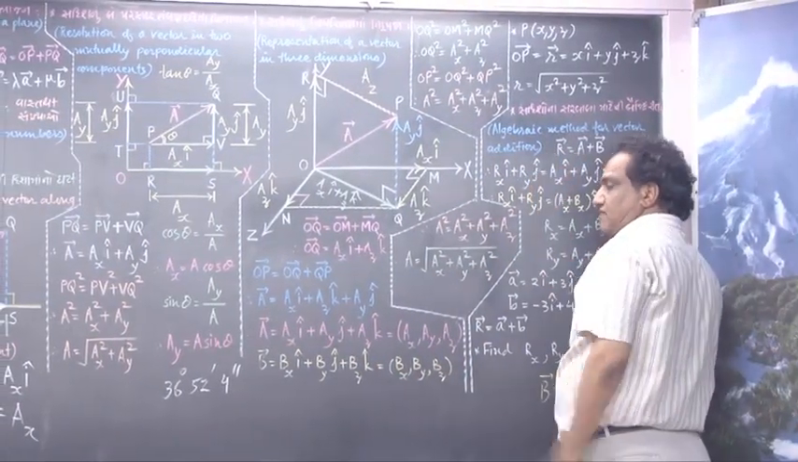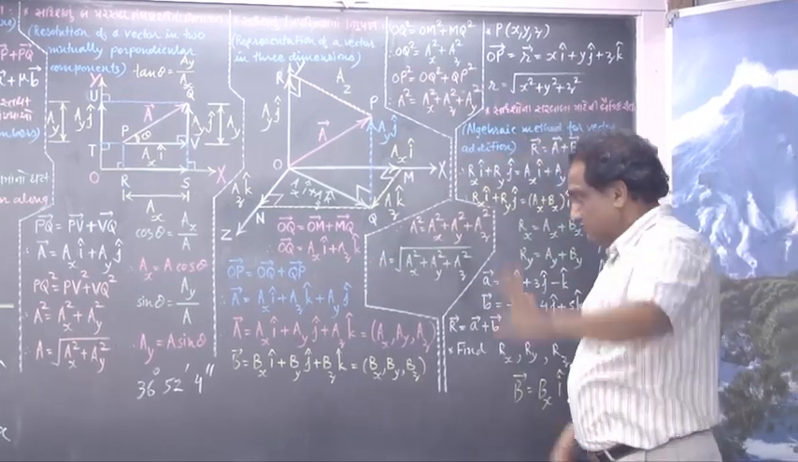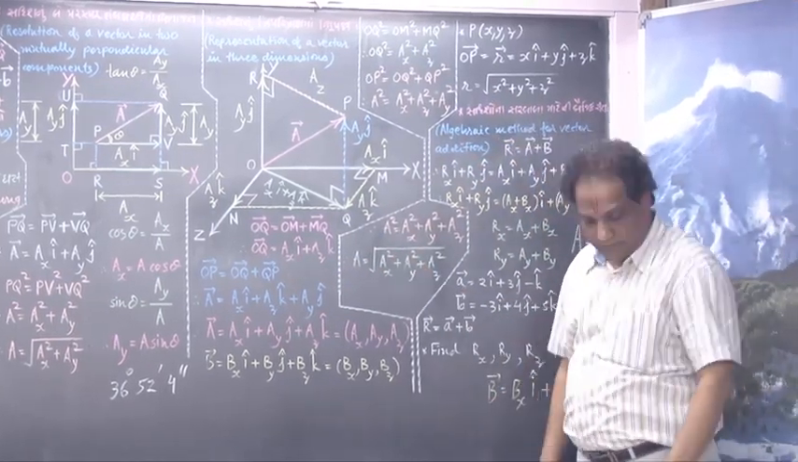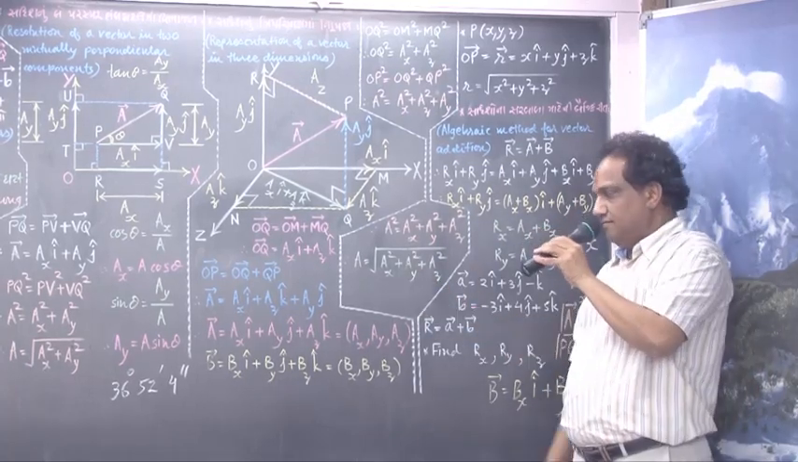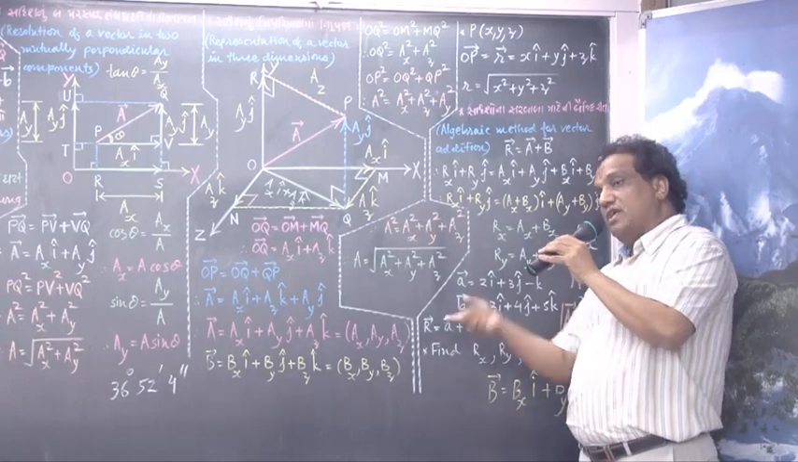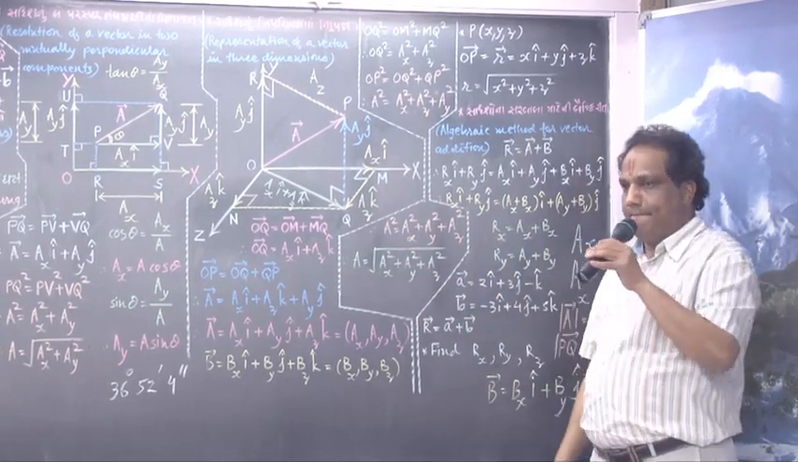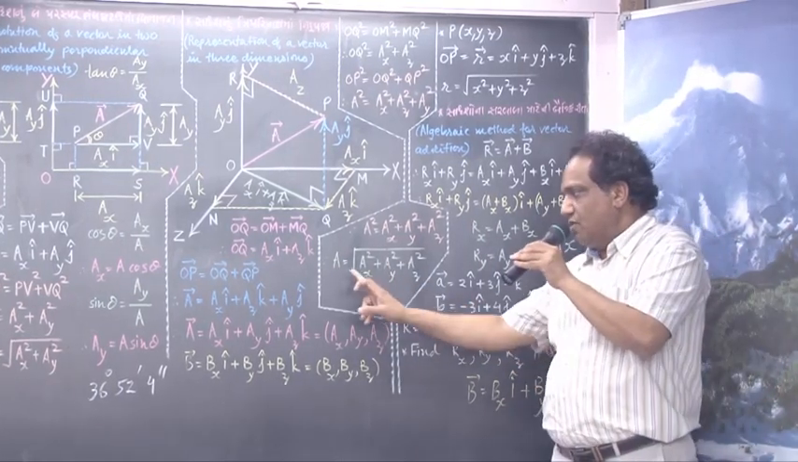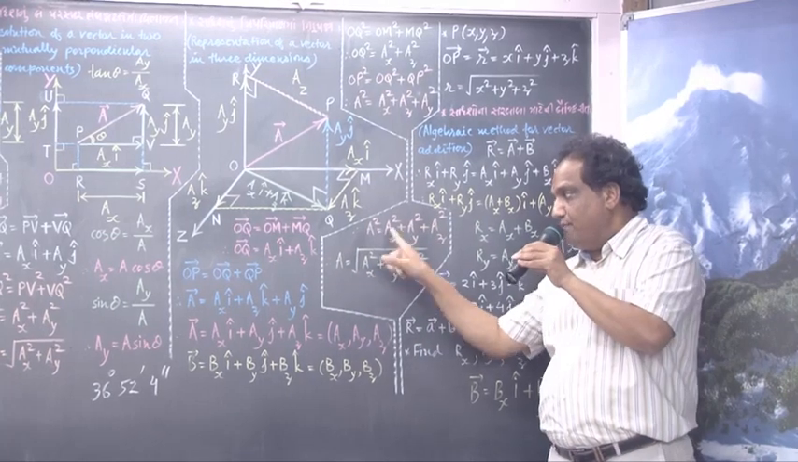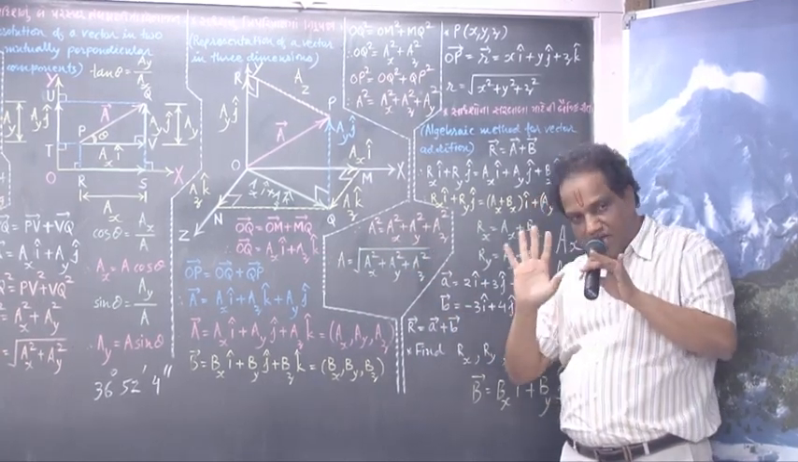Speak out the same sentence once again. Magnitude of any vector is always equal to the square root of the summation of squares of its mutually perpendicular components. Got it? Fine. If A is this much, what about B? B will be the square root of BX square plus BY square plus BZ square. Simple.